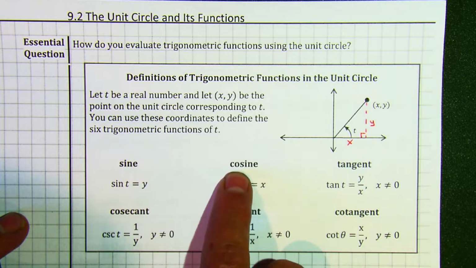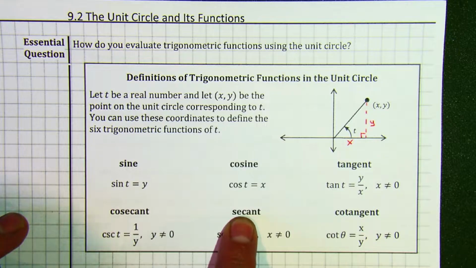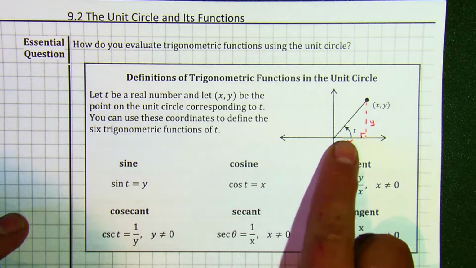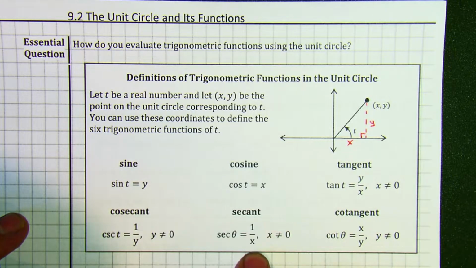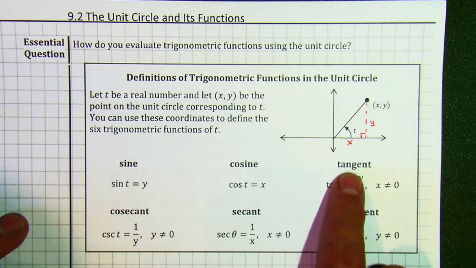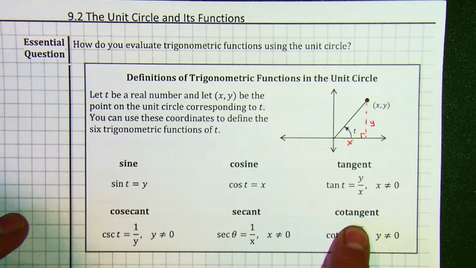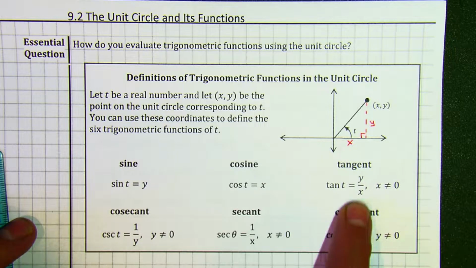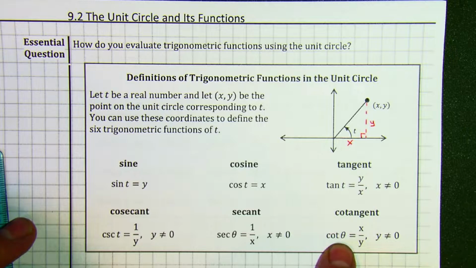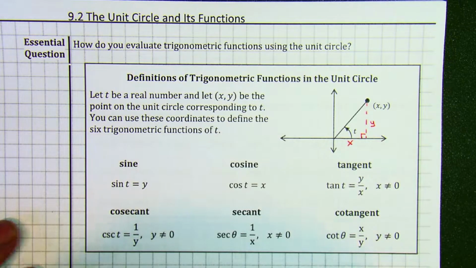We know that cosine and secant are reciprocals of each other, so therefore the secant of t, or theta, which is your angle, is 1 over x. Tangent and cotangent are the reciprocals of each other. So therefore, the cotangent of the angle, either theta or t, is x over y. Well, we don't want the denominator to be 0. Otherwise, it'll be undefined.